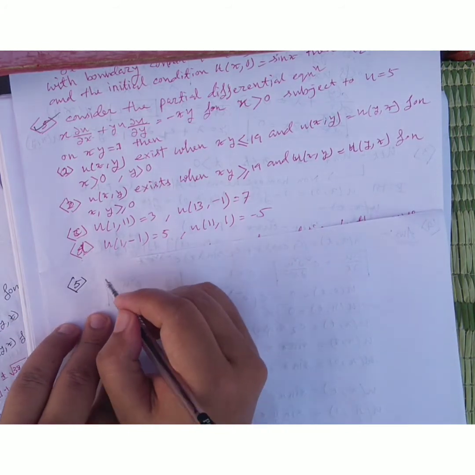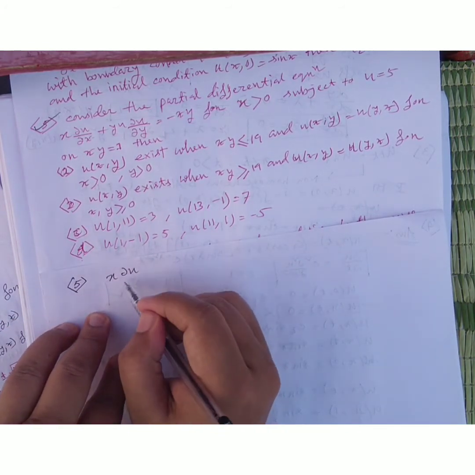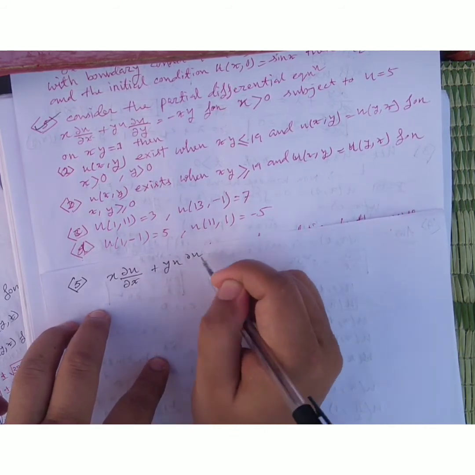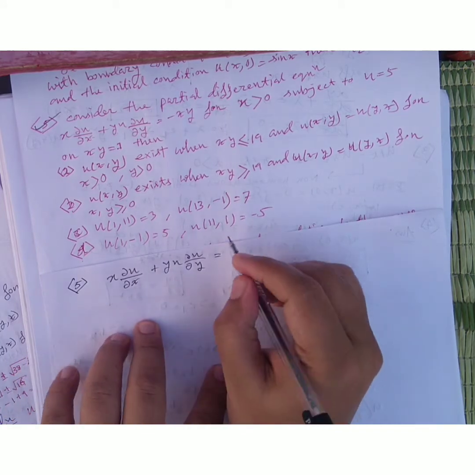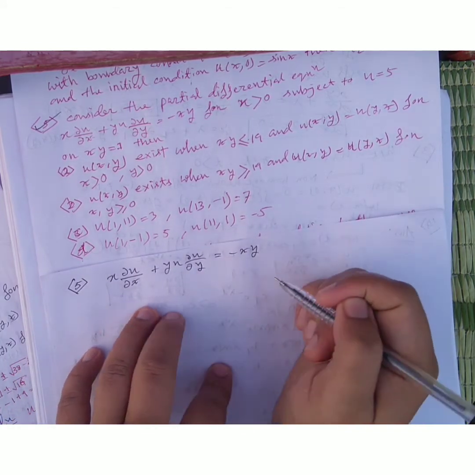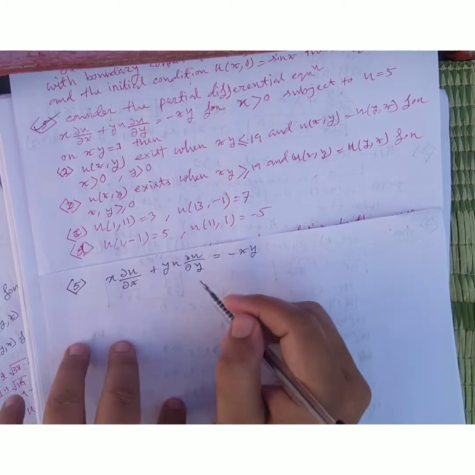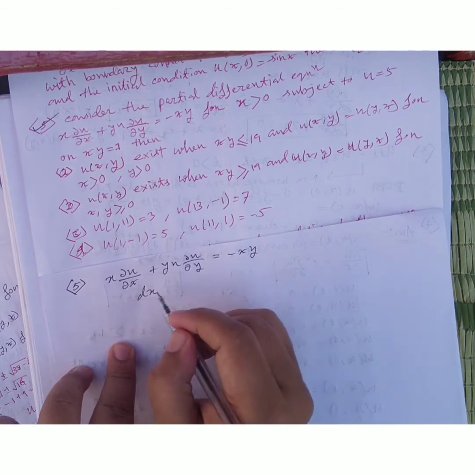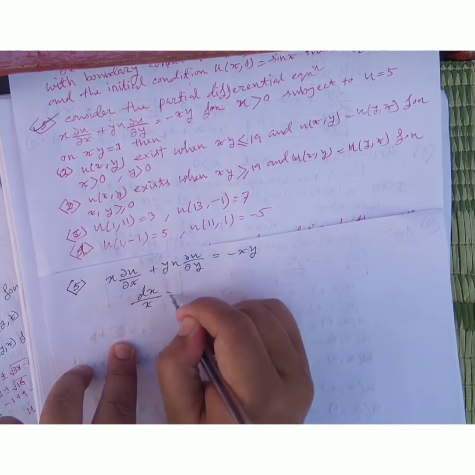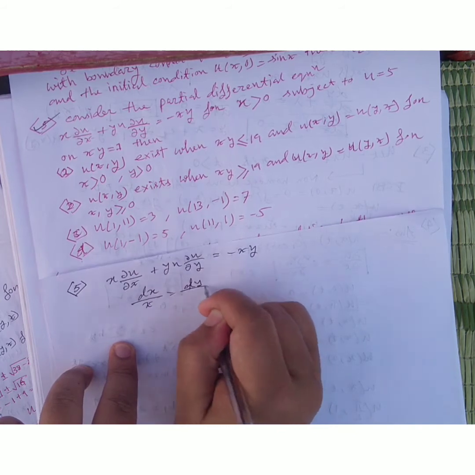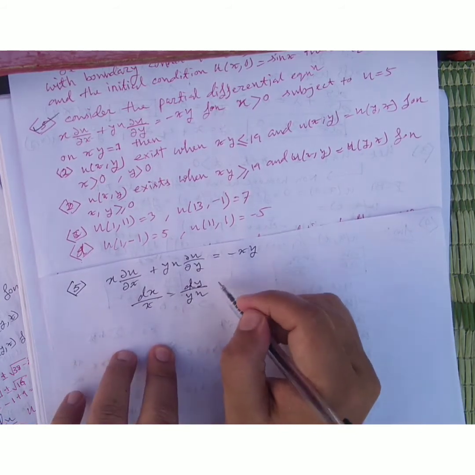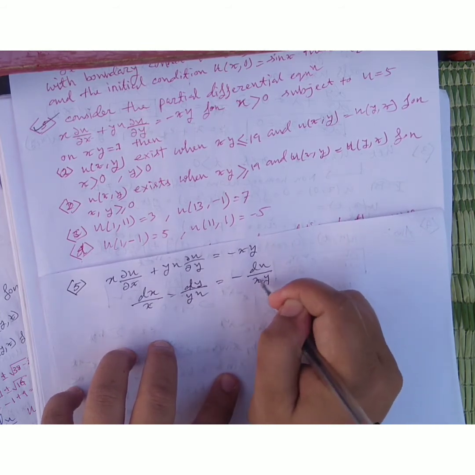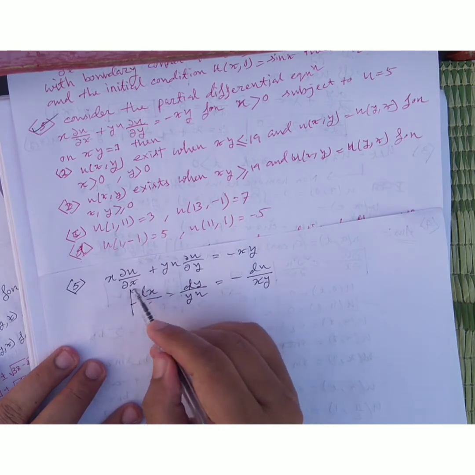Okay, no problem. So I can write x ∂u/∂x plus y u ∂u/∂y is equal to minus xy. Simple. And after that, whatever I get: dx divided by x and dy divided by yu is equal to du divided by minus xy. Why can I write this way, friends?